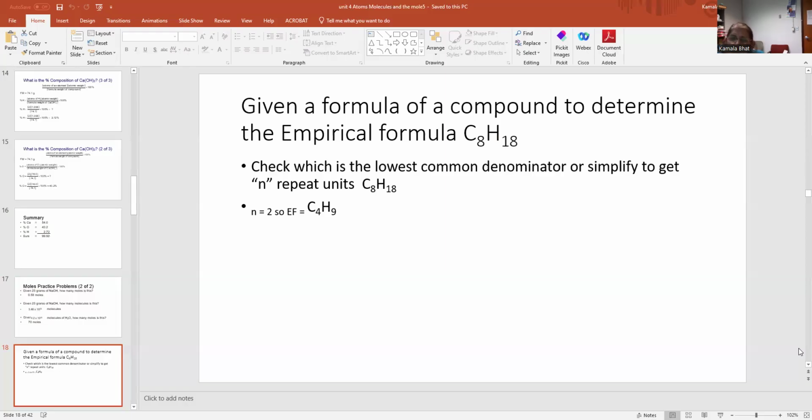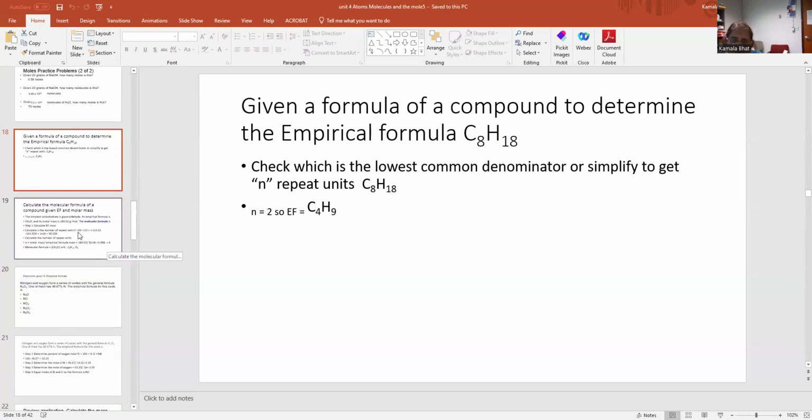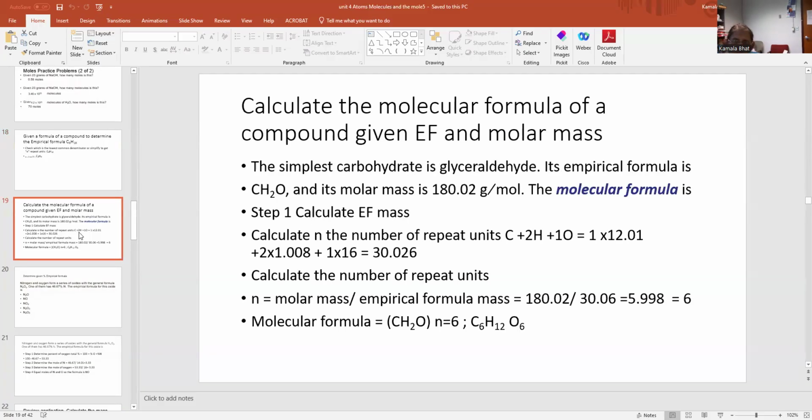For example, we have C8H18. Now, 8 and 18 are divisible by 2. And therefore, on simplification, the number of units is 2. And the empirical formula is C4H9. Because you divide 8 by 2, 18 by 2. And whatever divisor you use, that is the repeat units. So basically, we are trying to find out how many repeat units are there in a molecular formula.